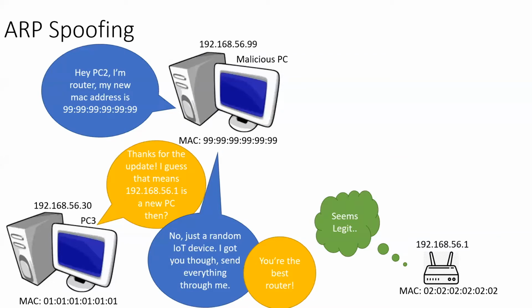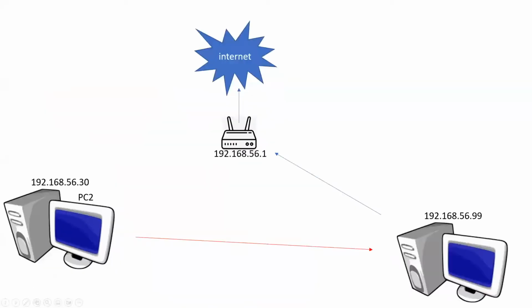You're the best ever. And of course, the router says, you know what? This seems legit. That's fine. But what's really happening at that point is PC2 is going to go through our malicious PC to access the internet, which means everything is going to go through our malicious PC in order to access the internet. And we can use this to spoof the IP addresses and do a man-in-the-middle attack.